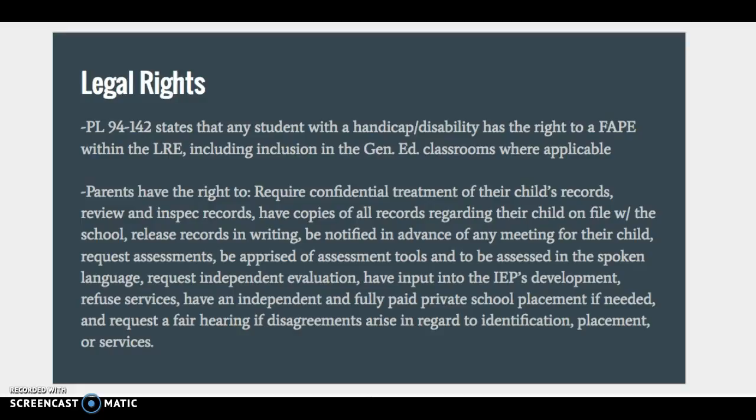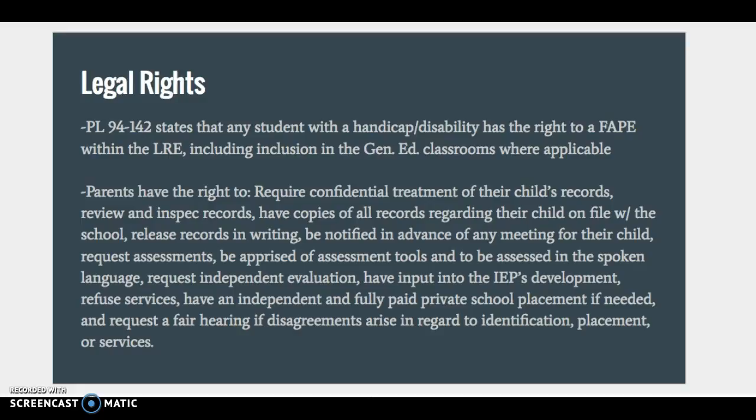Parents have the right to require confidential treatment of their child's records. They have the right to review and inspect the records whenever they want to. They are allowed to have copies of all records regarding their child on file with the school. They have the right to release records in handwriting. They have the right to be notified in advance of any meeting for their child. They can request assessments, be apprised of assessment tools, and have their child assessed in the spoken language of the child. And the parents can request an independent evaluation, not inside of the school.